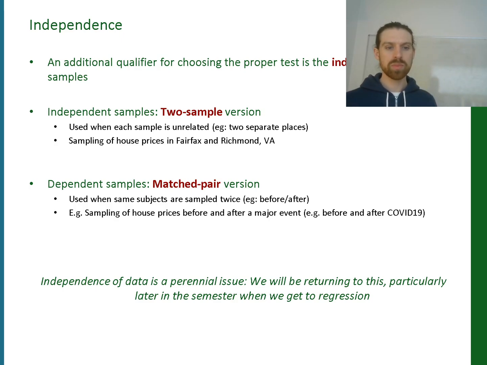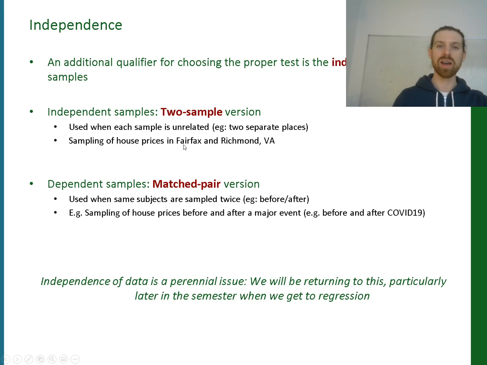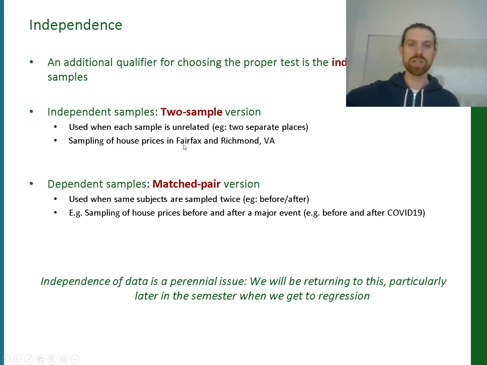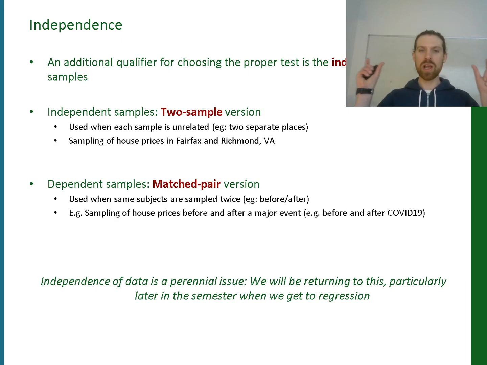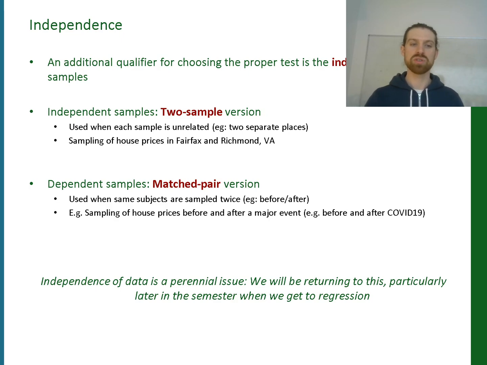So in this particular case, we're going to be focusing on the first set of tests, assuming that the samples are independent. So this is where those samples are unrelated. If I sent you out to sample Fairfax and I sent you out to sample Richmond, these are not in any way related. They're completely different places, very, very far away geographically. And therefore, it's a fairly acceptable assumption to assume that those samples are independent because it's true.